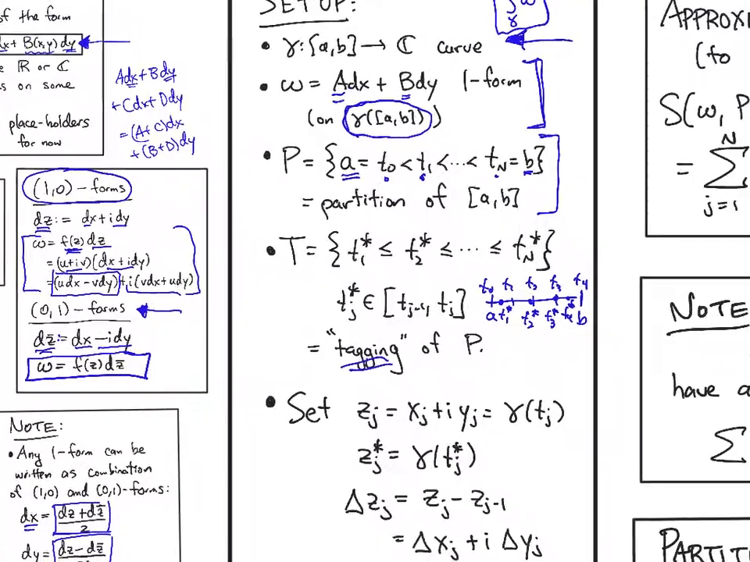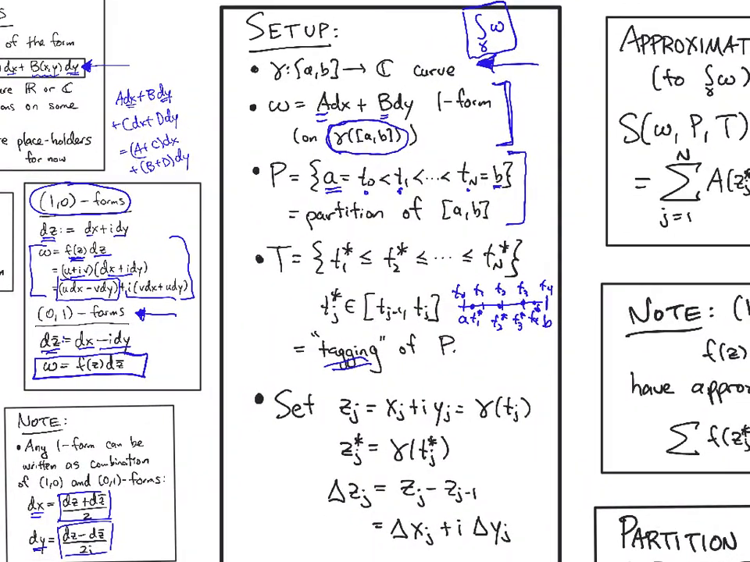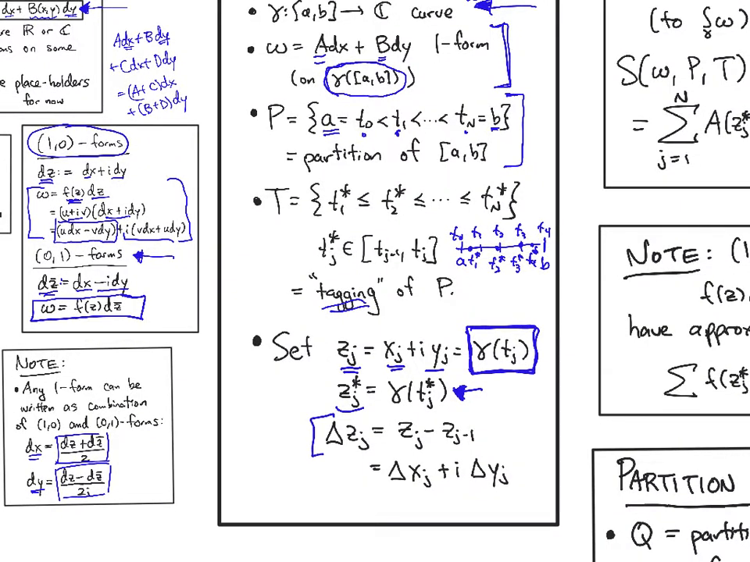Once you have all this set up, we need a little more notation just to make our approximating sums look more pleasant. I take the points of the partition and plug them into gamma to get points along the actual curve, zj, which I'll write out as xj plus i yj. Then I'll plug in the points of the tagging of the partition to get what you might call sample points in Riemann integration, zj star. And I'll have the change in z, zj minus zj minus 1, which we break up into components of delta xj plus i delta yj.